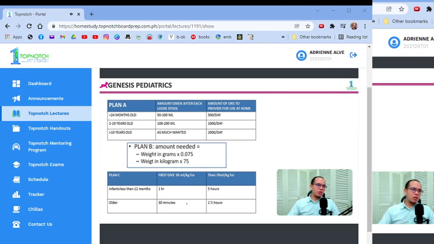If it's an older child, more than 10 kilos, mas mabilis ka na. So for example, 20 kilos, so 20 times 30, 600 ml to run for 30 minutes. So parang fast drip yun, diba? And then 70 times 20 to run for 2.5 hours. Okay? So please remember that.